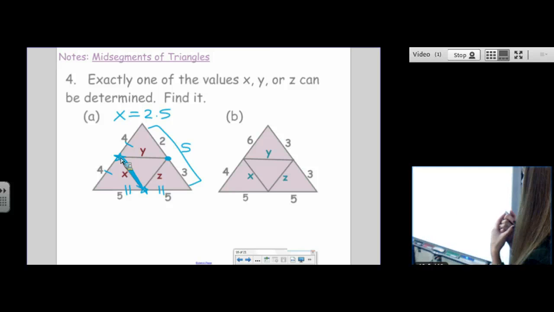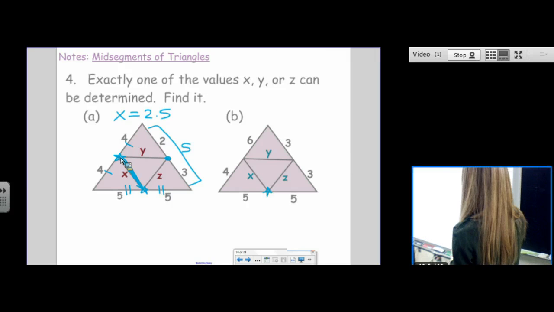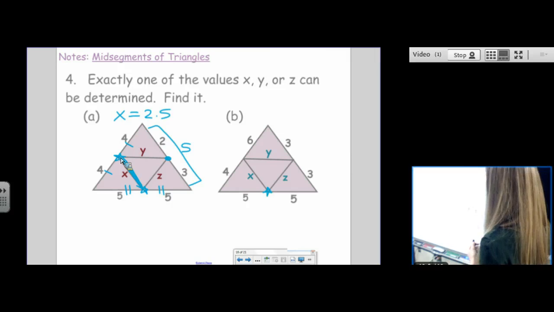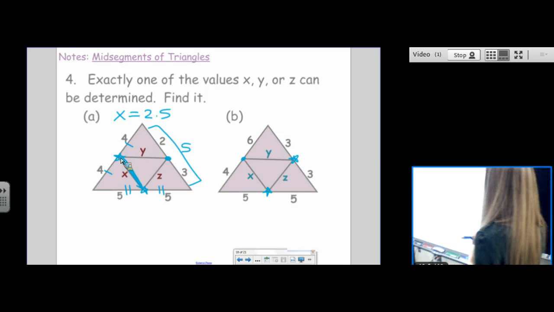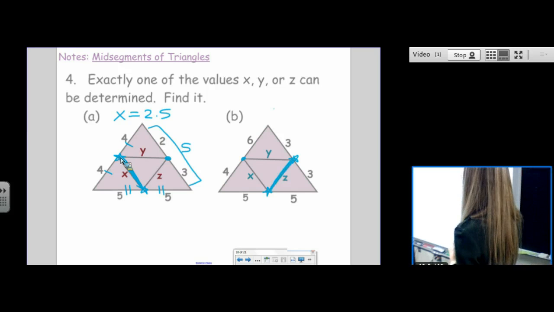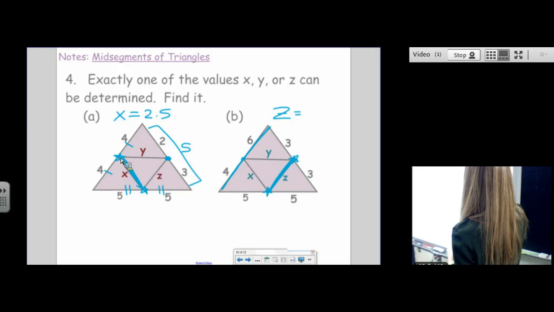So look at B. Midpoint, midpoint. This one is not a midpoint. So you connect midpoint to midpoint. So in this one, we can only find Z. We find the side that's parallel to. It's 10, and we take half of 10. So Z is 5.